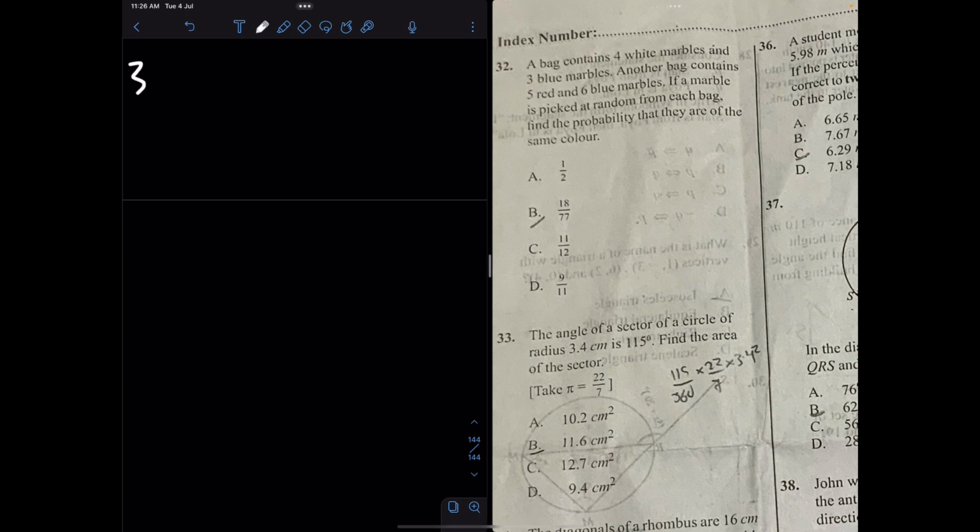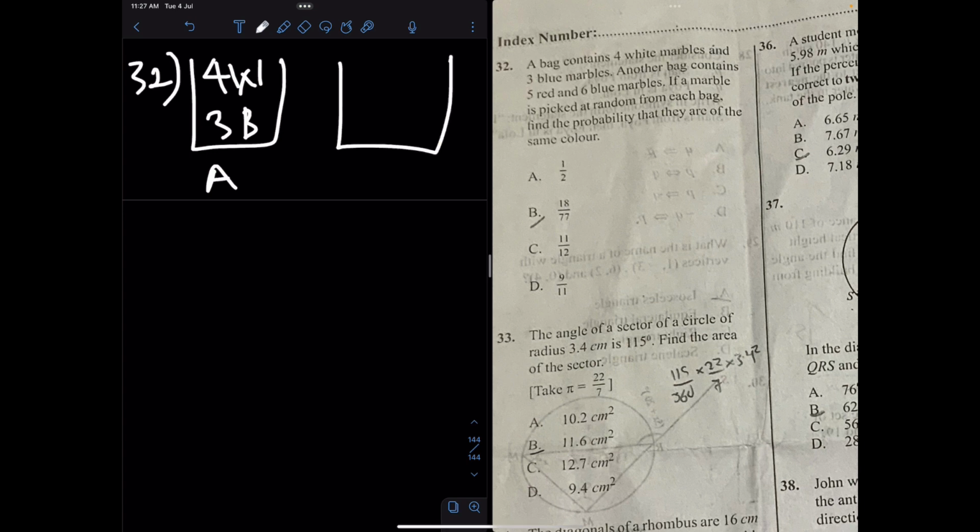Next, and that's number 32. A bag contains 4 white marbles and 3 blue marbles. Another bag contains 5 red and 6 blue marbles. Let this be the first bag, let's call that bag A. It contains 4 white and 3 blue marbles. And another bag, let that be bag B.